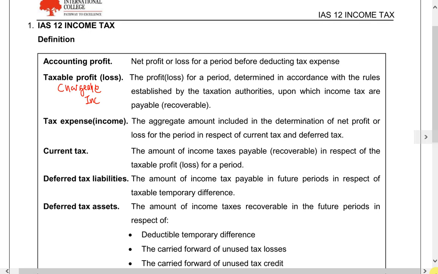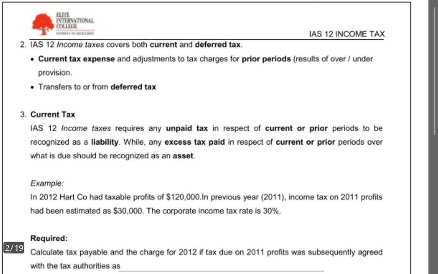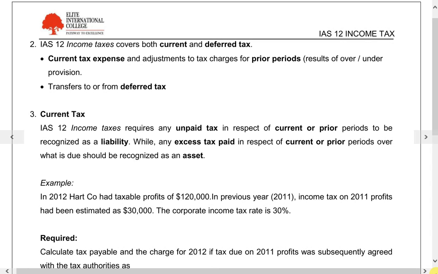Chargeable income, our taxable profit. Yeah, F6. Tax expense: current tax, deferred tax liability (DTL), and DTA. Remember DTA, we got the star there, condition. Temporary difference, okay, that one later. We look at current year. This particular standard covers current and deferred. So we're going to start with current first.